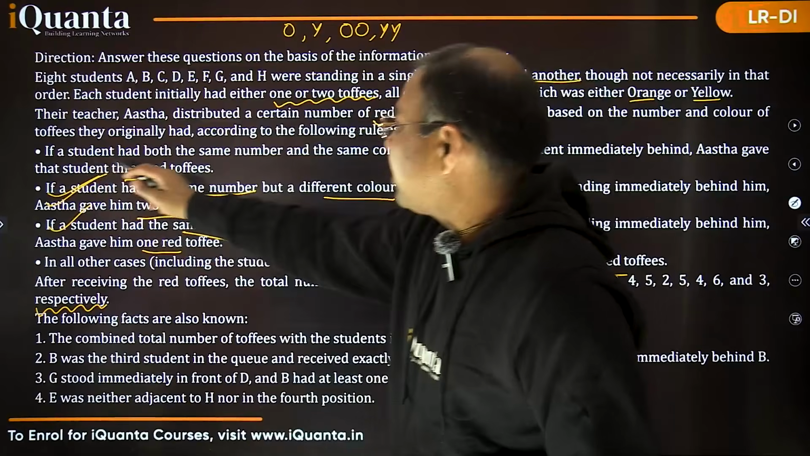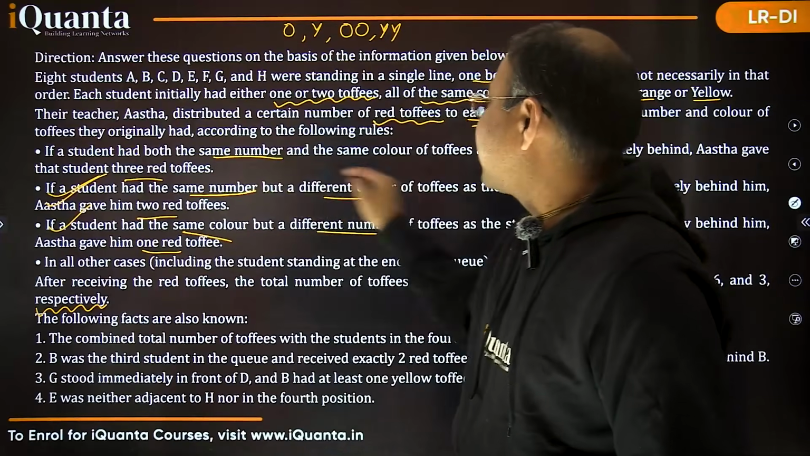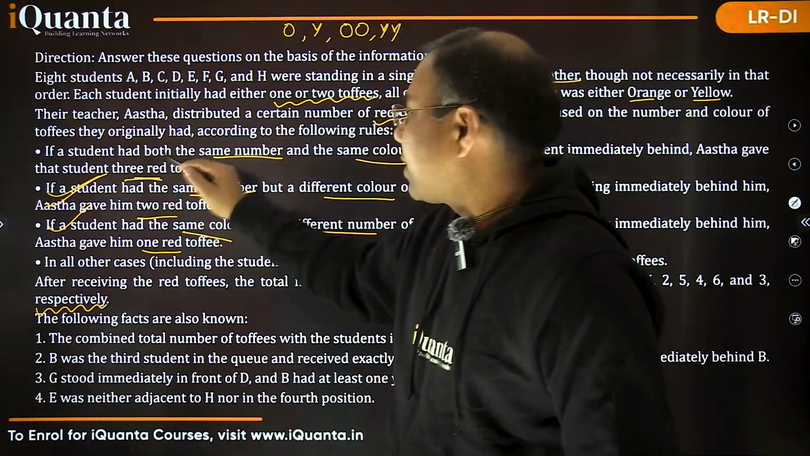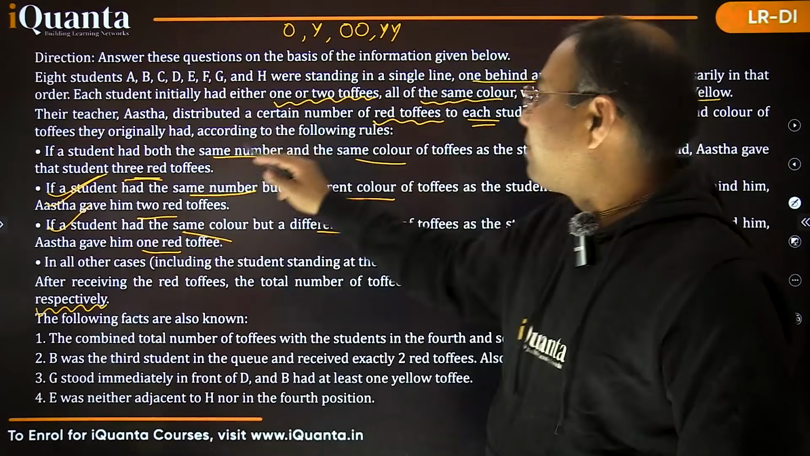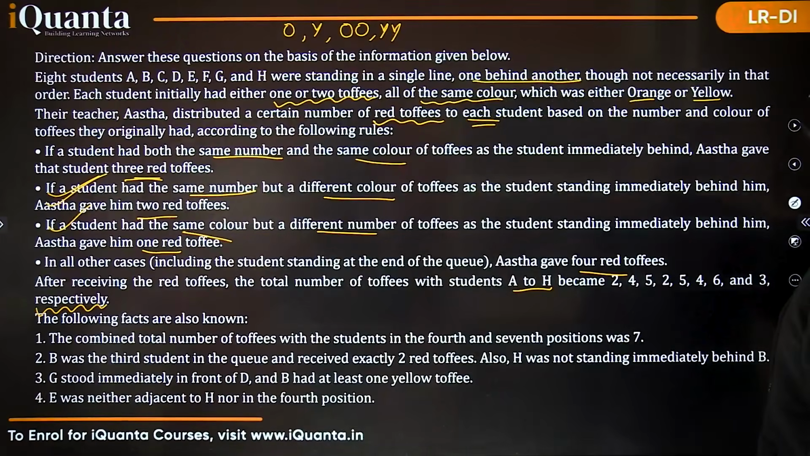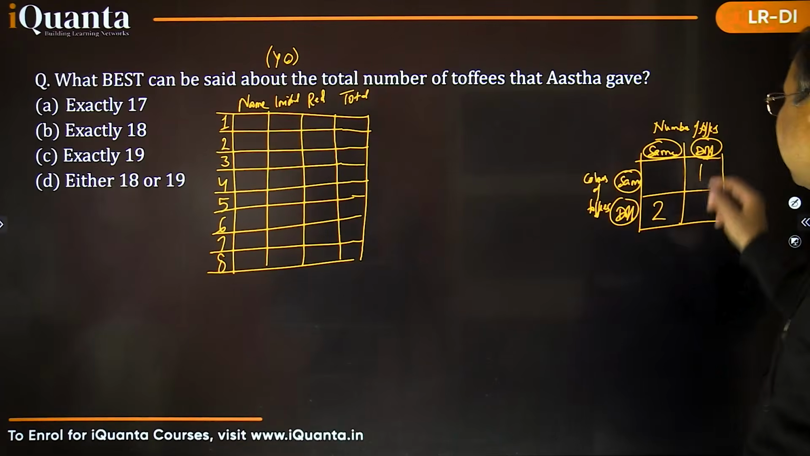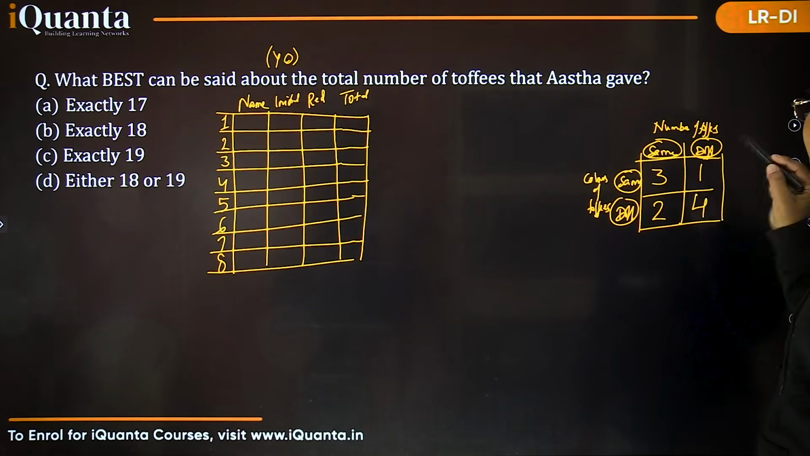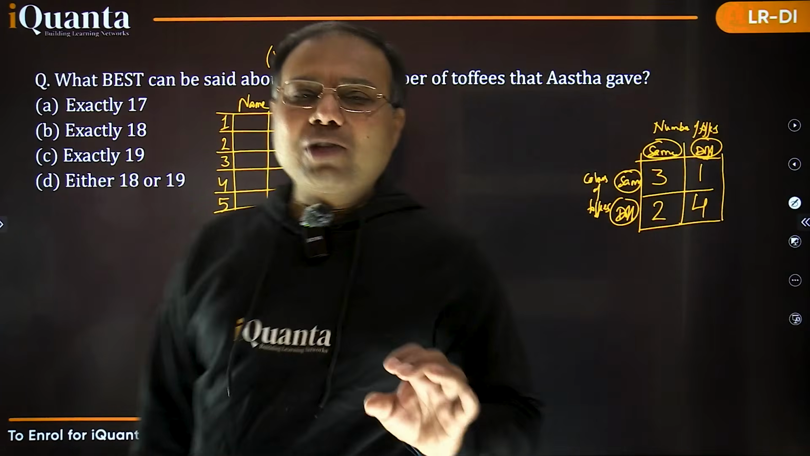So it says if a student had both the same number and same color, in that case, Astha gave 3 red trophies. So this is the first point there. Same number and same color, 3 red trophies. In all of the cases, 4. That's it, right? So all the 4 points we have mentioned clearly here.